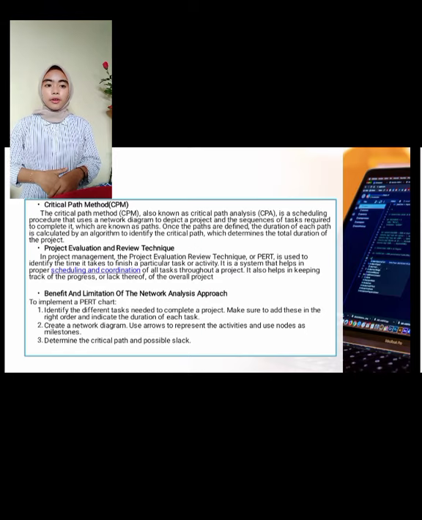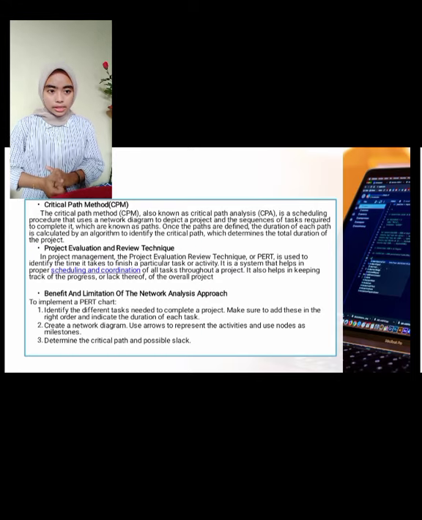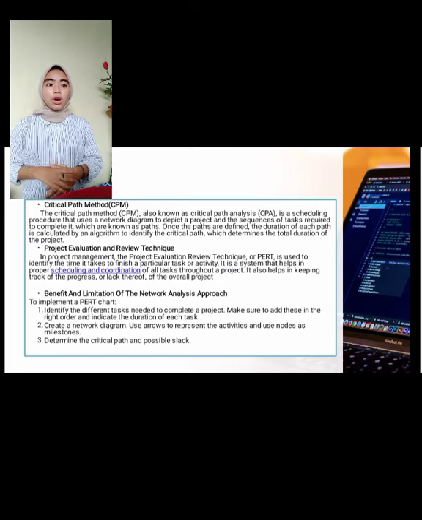4. Project evaluation and review technique. In project management, the project evaluation and review technique or PERT is used to identify the time it takes to finish a particular task or activity. It's a system that helps in proper scheduling and coordination of all tasks through a project. It also helps in keeping track of the progress or lack of it in the overall project.